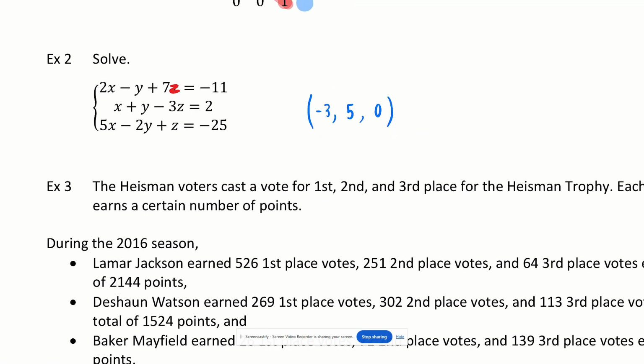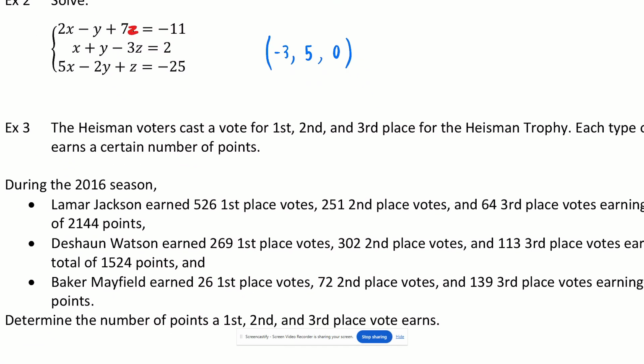Look at example 3. All of a sudden we run into a word problem. And this is pretty old, but I want you to notice how you know what you're dealing with. First of all, it says that Heisman voters cast a vote for first, second, and third. That is 1, 2, 3 variables, okay? I told you yesterday, if you have 3 variables, you have to have 3 equations. And sure enough, look at this. You got Lamar Jackson, that's 1 equation. Deshaun Watson, that's 2 equations. Baker Mayfield, that's your 3 equations.